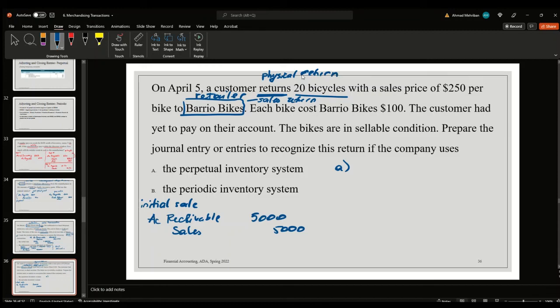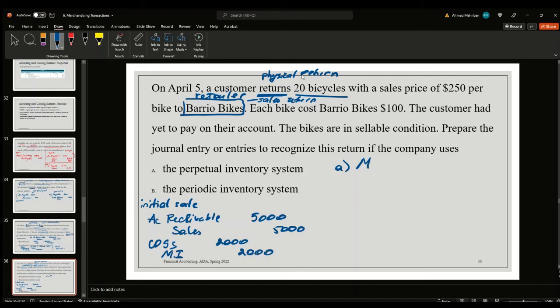In the perpetual inventory system, we get the bicycles back. By the way, in the perpetual inventory system, the cost of goods sold would have been 100 each, so 2,000, whereas the merchandise inventory would go down 2,000.